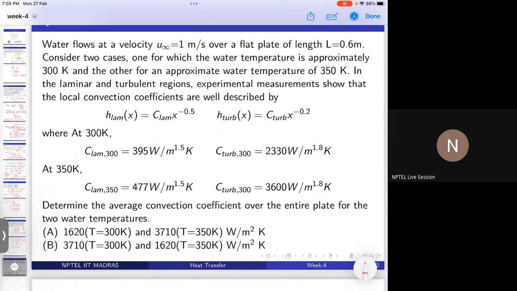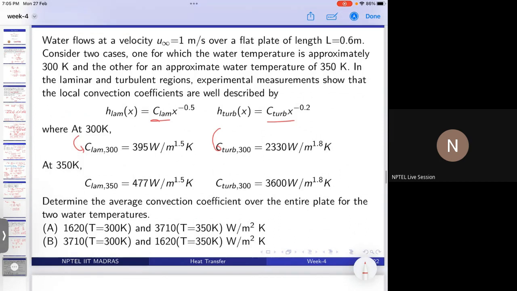In the laminar and turbulent regimes, the local heat transfer coefficients are found experimentally, which is given as a function of x, and the constant values at 300 and 350 Kelvin are also given. So we have to determine the average heat transfer coefficient over the plate for the two water temperatures.